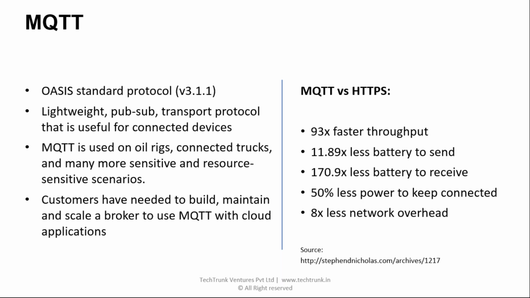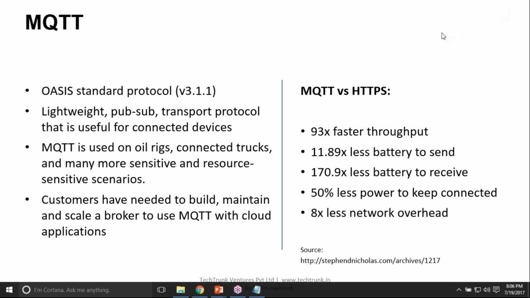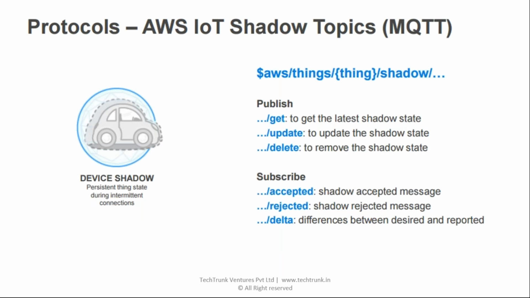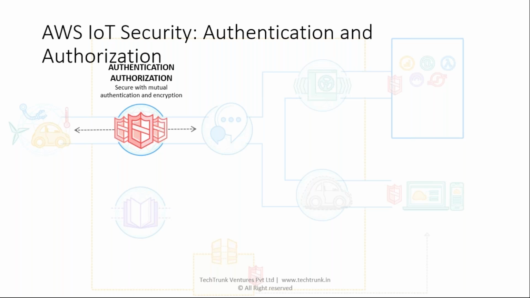According to Amazon, MQTT versus HTTP, MQTT provides 93% faster throughput. It consumes 11.89 times less battery to send in case of MQTT, and 170 times less battery to receive data, 50% less power to keep connected, and 8% less network overhead or network resources. Then the protocol part, where you get some different topics, we'll be looking at that.